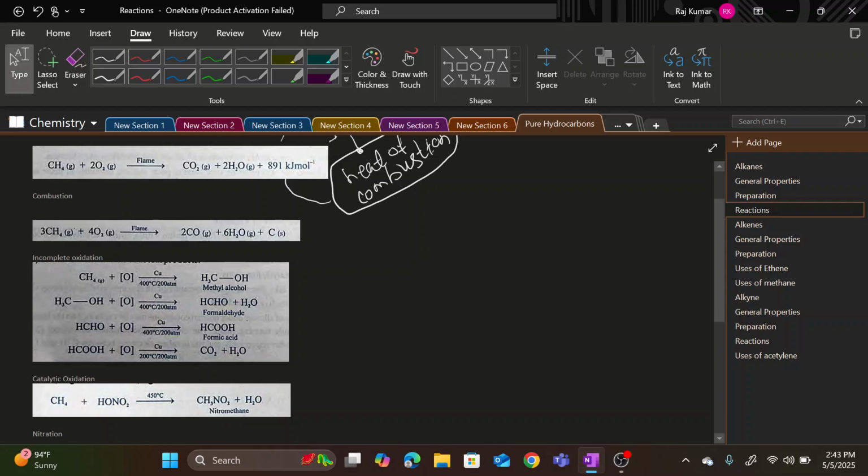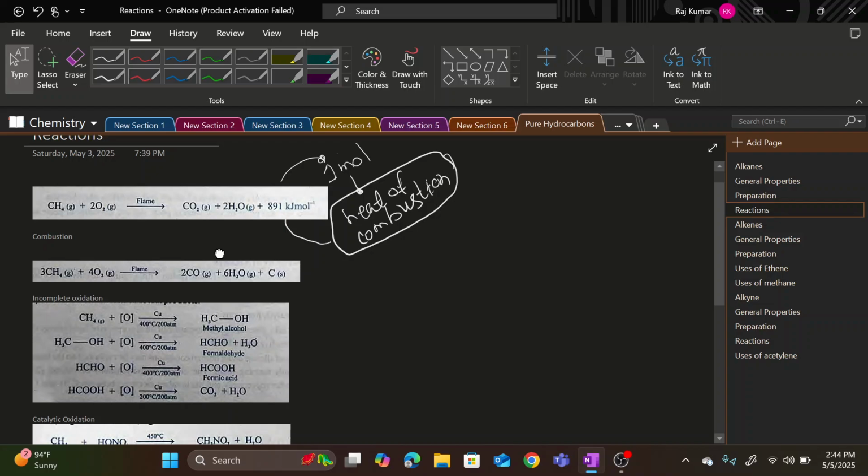Now there are two types of oxidation. If you take the example of methane again, whenever we burn methane in excess of oxygen, it's going to produce carbon dioxide and water, 891 kilojoule per mole.